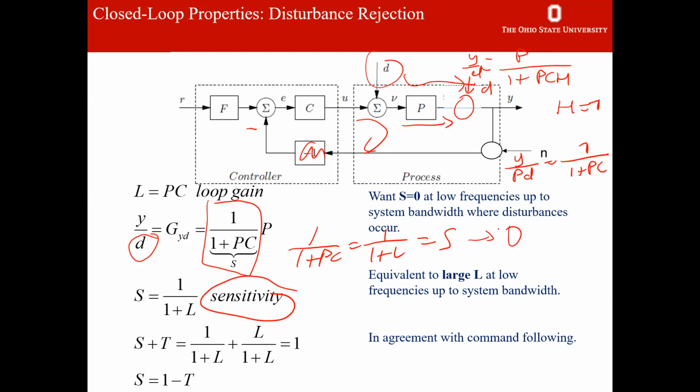Okay, which would mean perfect disturbance rejection. No matter what the disturbance is, my output will not respond to it. And that's what we call disturbance rejection. Unfortunately, we cannot do that either. So how would I do this? If L is large, if I can increase L, S will become small.